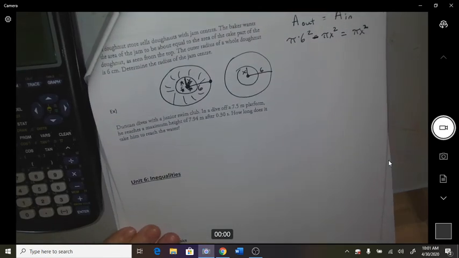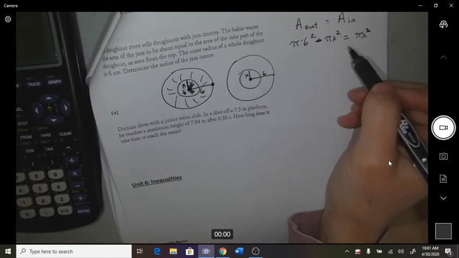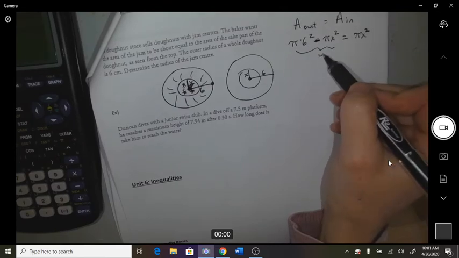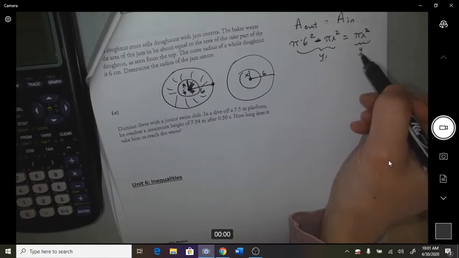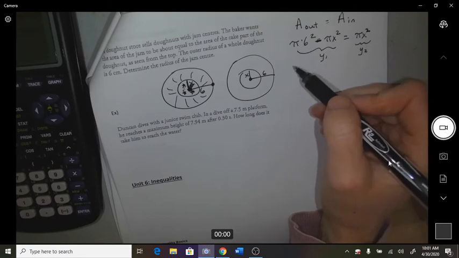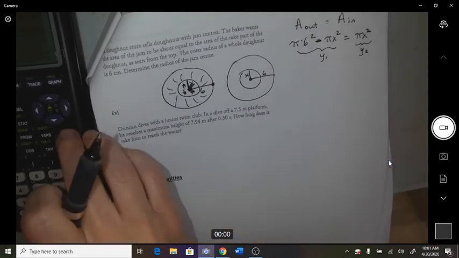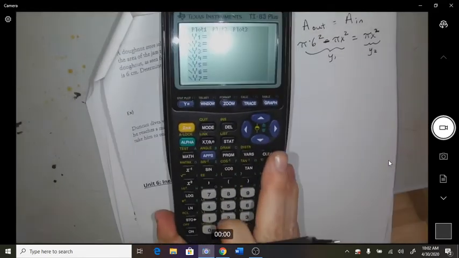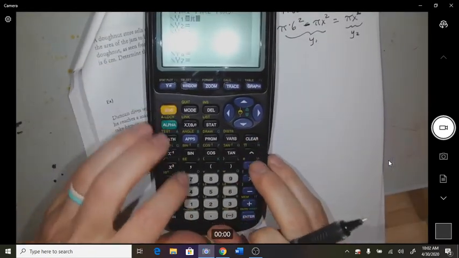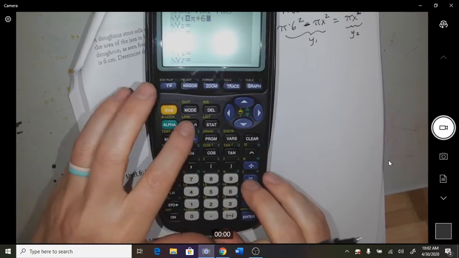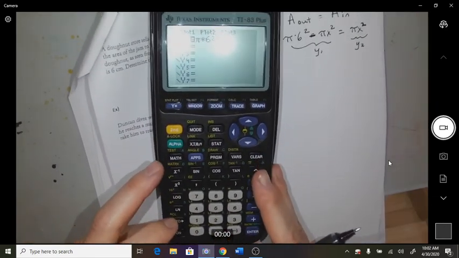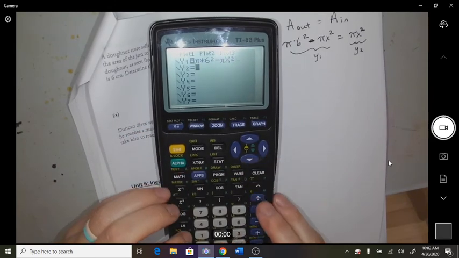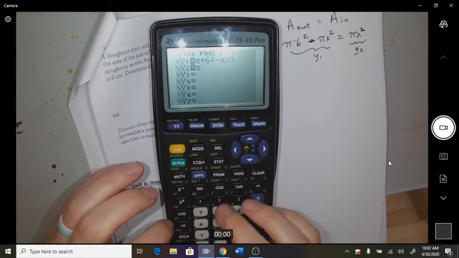Okay, so it doesn't matter at this point what you want to do. Do you want to just do this as a y1 and this as a y2? Do you want to move it and make it 0 and find the zeros? It doesn't matter. Since I don't want to make any algebraic mistakes, we'll just go pi times 6 squared minus pi x squared, and pi x squared.